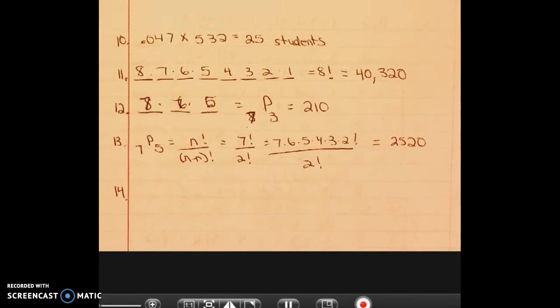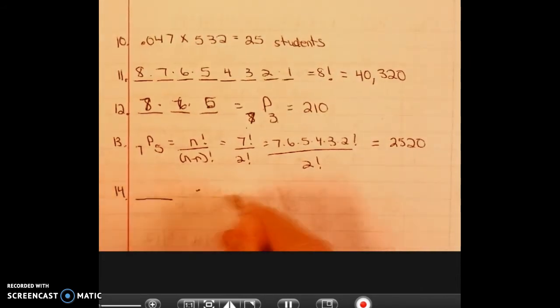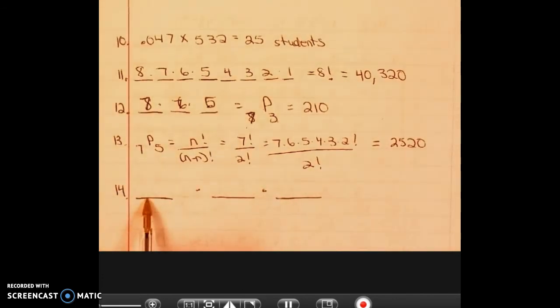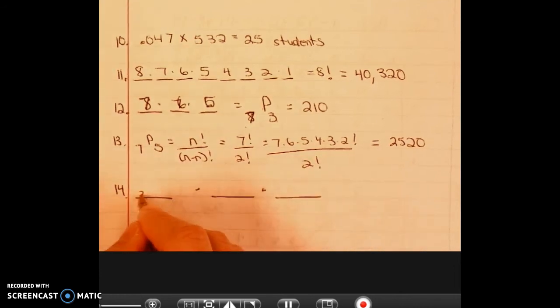14. How many 3-letter permutations can be made from cabinet that start and end with a vowel? So again, we've got 3 letters. Now I have to start with a vowel. If you take a look, there's only 3 vowels, A, I, and E. So I've got 3 letters.